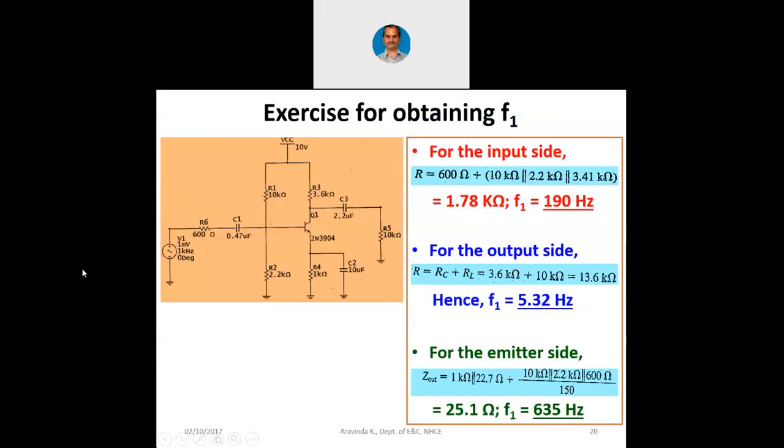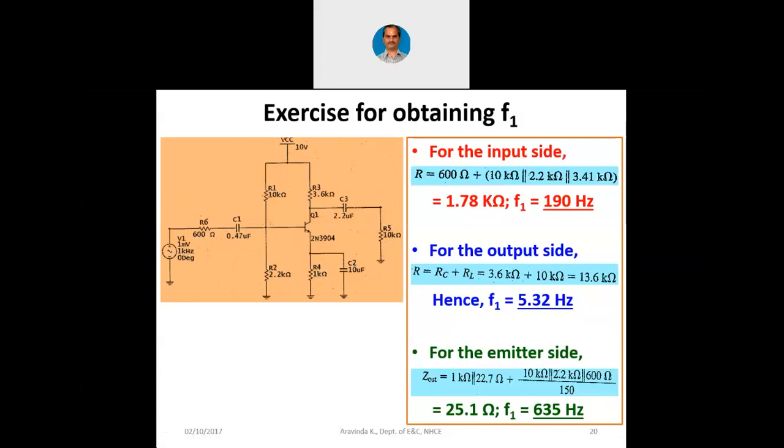Now, let us have an exercise for this particular circuit diagram. You can see that there is a 1 millivolt input, then 600 ohms is the source resistance, 0.47 microfarad is the blocking capacitance, 2.2 microfarad is the coupling capacitance, then 10 microfarad is the bypass capacitance, with 10 kilo ohm, 2.2 kilo ohm as R1, R2, 3.6 kilo ohm and 1 kilo ohm as RC and RE, and 10 kilo ohm as RL. Now for the input side, using the same formula, you don't have to fear that I am showing something different. We had already done it earlier.